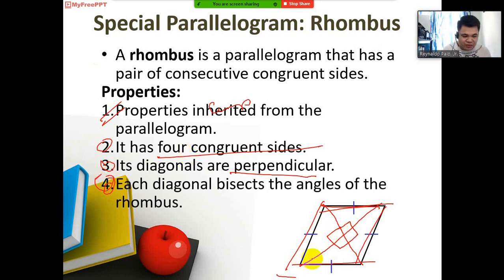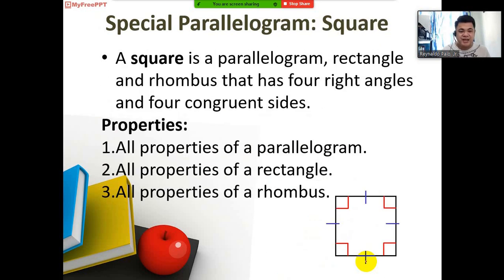What do you mean by that? Let's say this is the illustration. This angle is congruent to this angle. This angle is congruent to this angle. And this angle is congruent to this angle, and this angle is congruent to this angle. Simple as that. There are 3 additional properties for us to say that a rhombus is a special type of parallelogram. In a rectangle there are 2, in a rhombus there are 3. Let's proceed to the next.